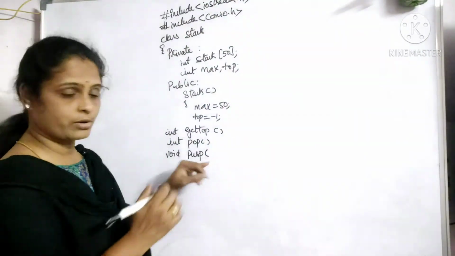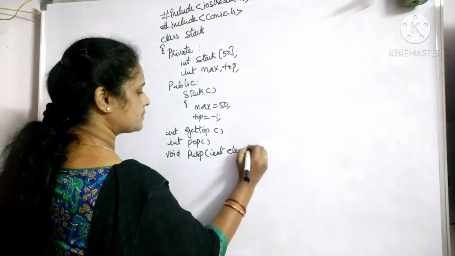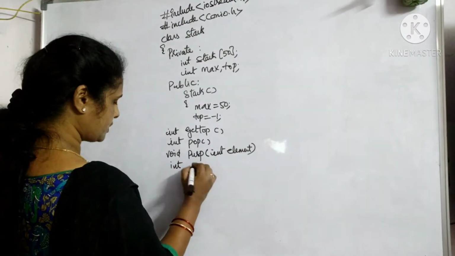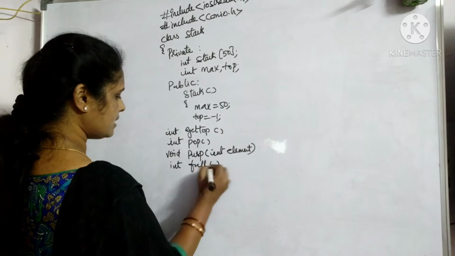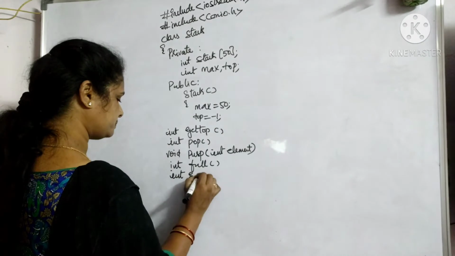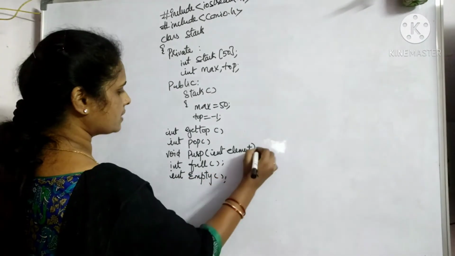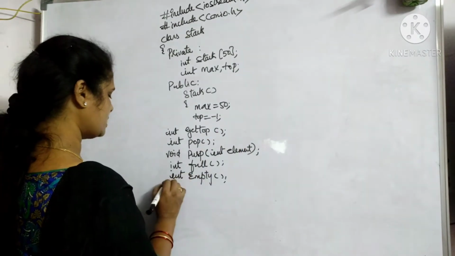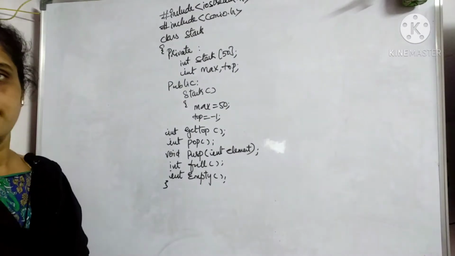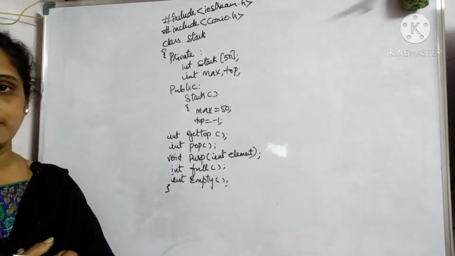So here it takes an argument, so let it be int element, then int full, and int empty. Okay. So these are the different methods we are using. This completes the declaration of the class stack. Now coming to implementation of one by one method here.